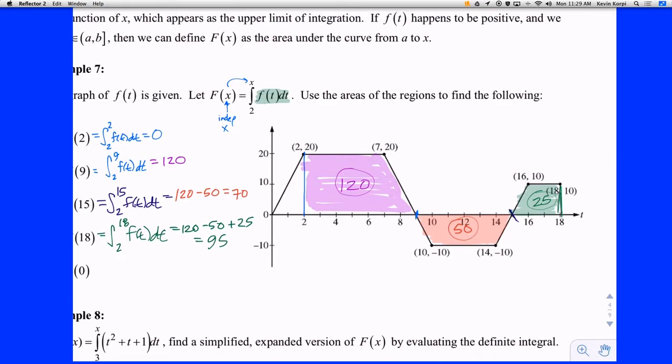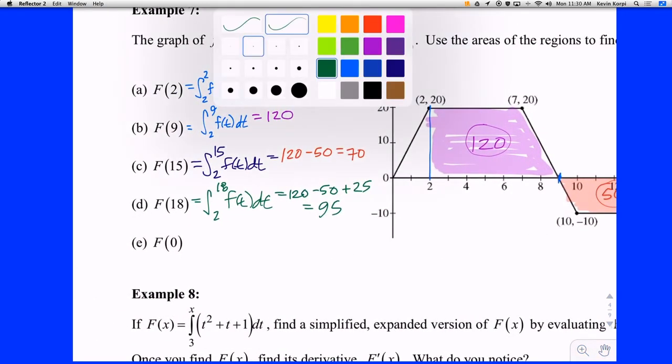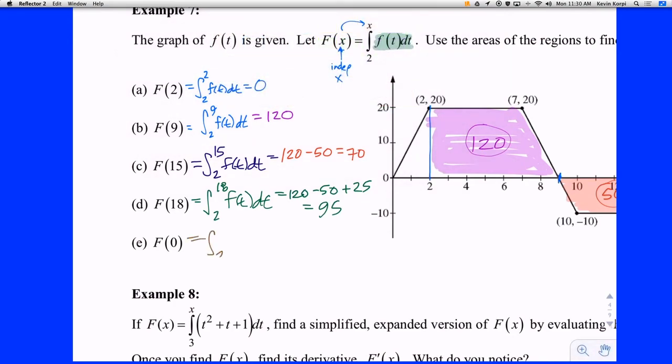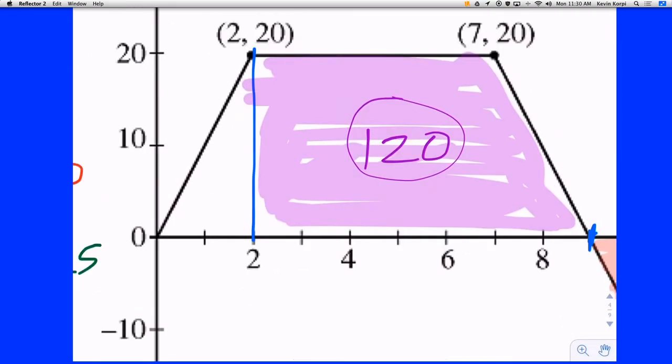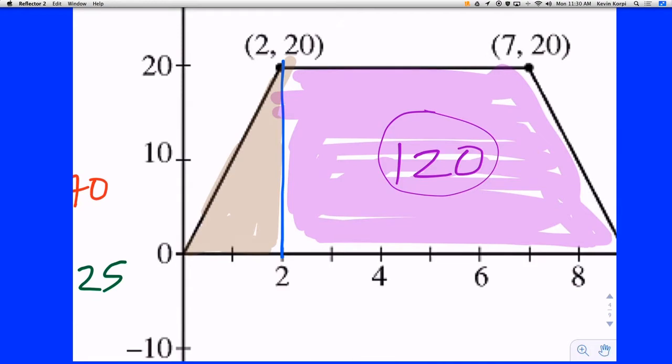And again, those amounts tell you how much you've gained or lost. Finally, the last one here, f of 0. F of 0 is going to be the integral from 2 to 0 of f of t dt. Looking at what that region entails, that's all of this right here, which is a triangle, so its area is half the base times the height. The height is 20, half of that is 10, the base is 2, 10 times 2 is 20.